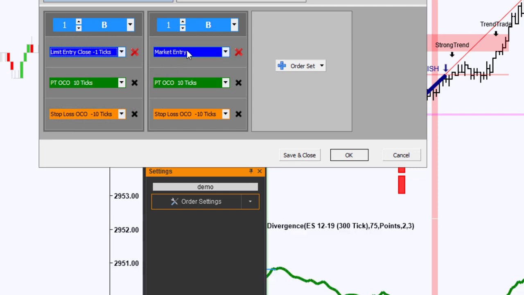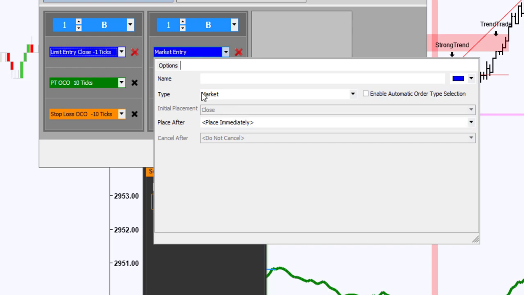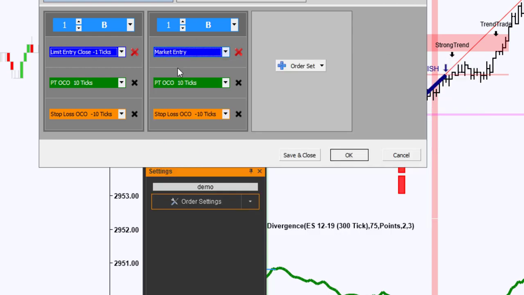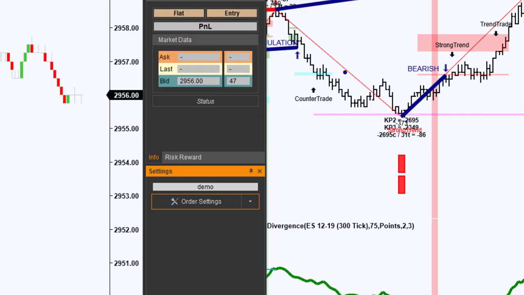For the market entry, same way. We're just going to place the market order immediately, and we are looking for a profit target of 10 and a stop loss of 10. Now, what's going to happen is when this gets filled, we're going to have ChartTrader on here, and we can adjust as necessary using ChartTrader.